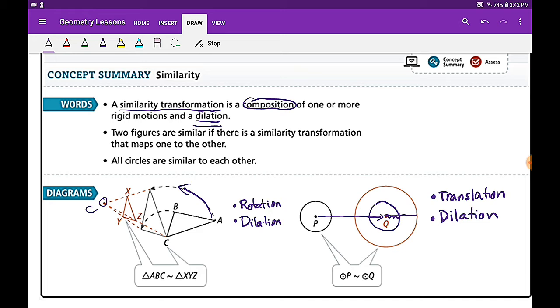If you flip a circle, it still looks like a circle because all points on the circle are the same distance from its center. So reflection is not necessary either. So the only transformations necessary to prove that two circles are similar are translation and dilation.